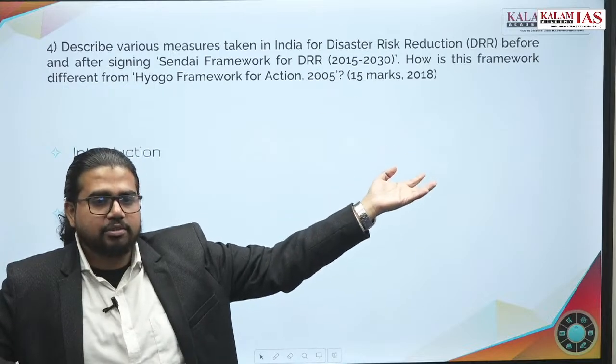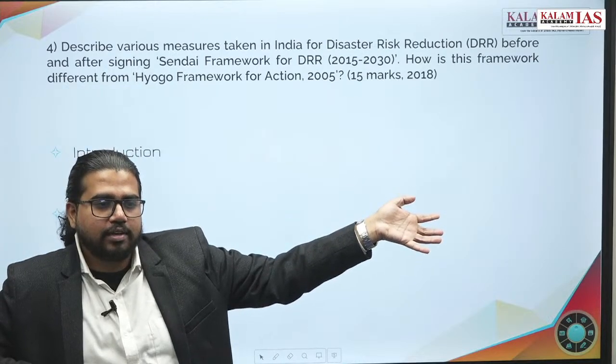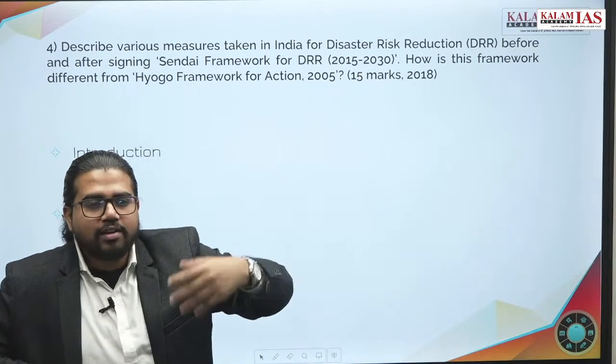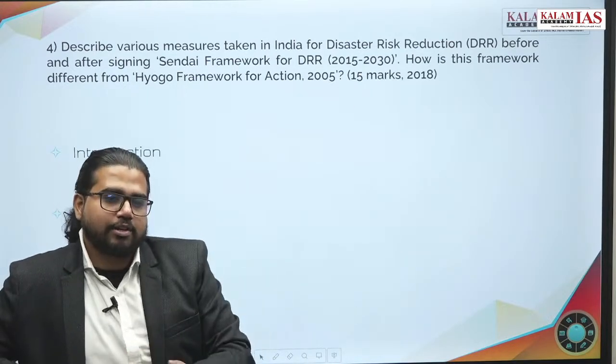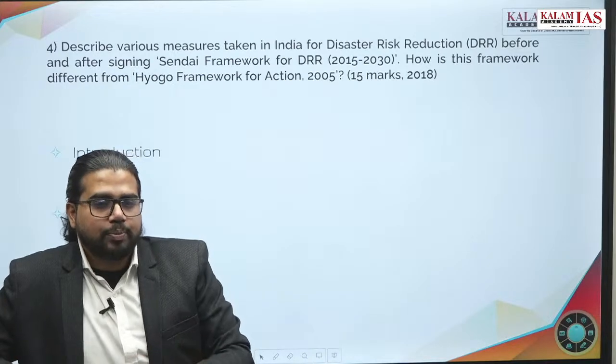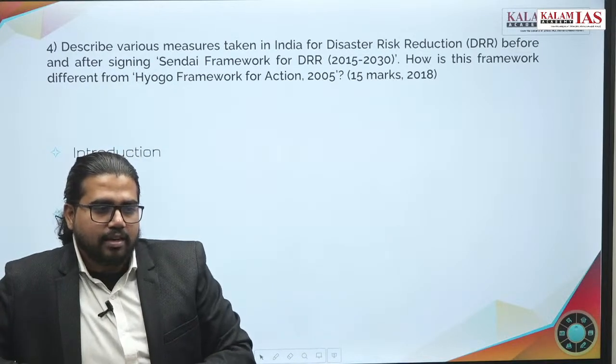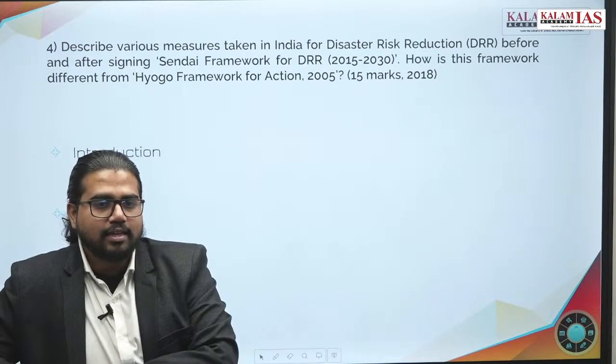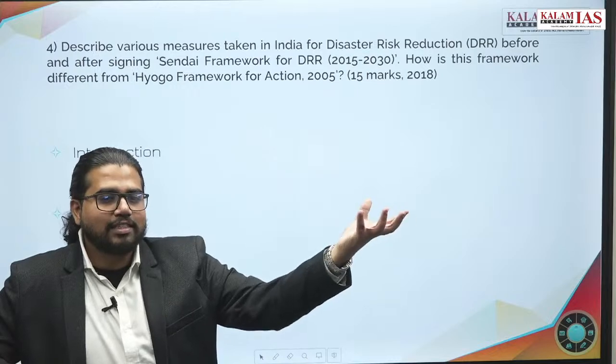Earlier we were following a reactive policy. No holistic approach was there, a one-size-fits-all approach was there. Now we are shifting more towards a proactive approach. We are giving more space to disaster management. Earlier we discussed India's energy policy, how it is changing over decades. Disaster management is also something very similar.